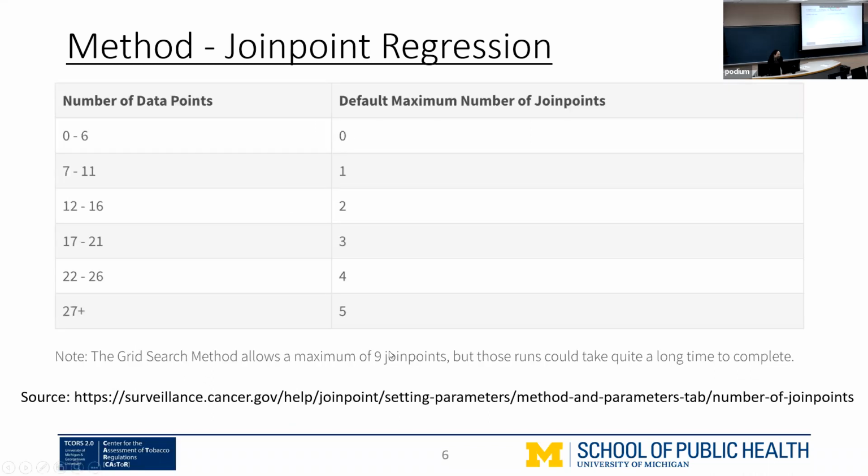Okay, you already saw this table. Another point I wanted to make is how many join points you would allow in the analysis. Obviously, it will depend on the length of your data, right? The maximum number of join points gets higher when you have more data points. This is the default set in the Joinpoint program. In theory, they allow 9 join points as a maximum, but you have to keep in mind that it may take quite long to run the program. So usually, 9 would be too much.